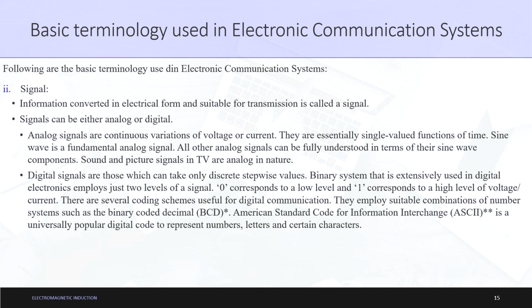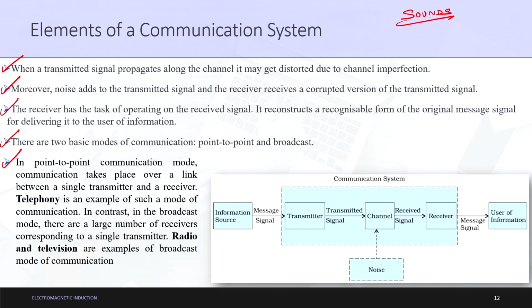The next basic terminology is signal. What is a signal? A signal is the information converted in electrical form and suitable for transmission. Let me use the communication system figure here. Let us say you are at this position, you had a non-electric signal here. Let us say this was the portion where I install a transducer. Before the transducer there was a non-electric signal, let me write it as NES for now, and after the transducer there is an electric signal. Now you have an electrical signal.